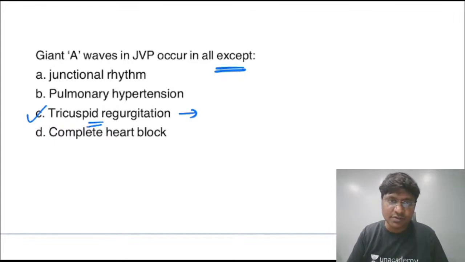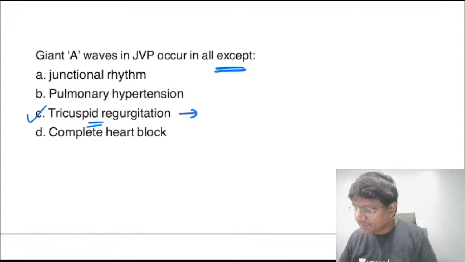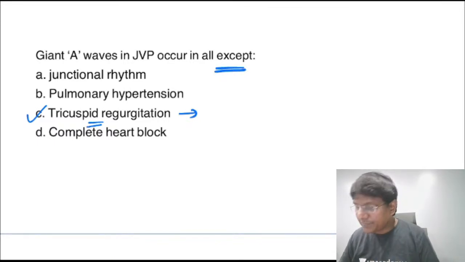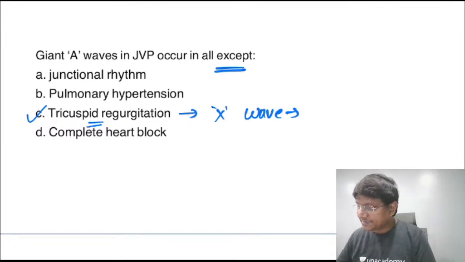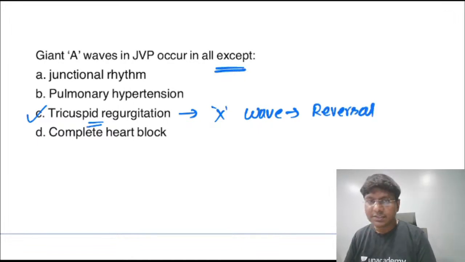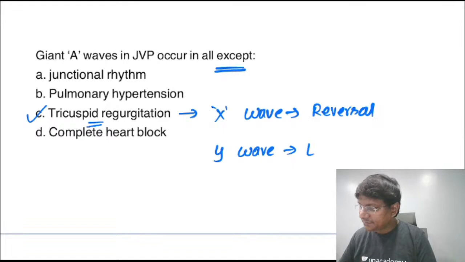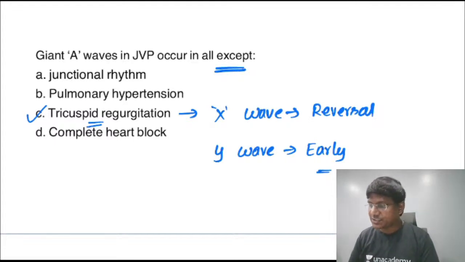So in tricuspid regurgitation, what is the abnormality that you will have within the JVP? The abnormality you will have is in the X wave. X wave represents atrial relaxation. So there will be reversal of the X wave. And another important abnormality is in the Y wave, which is an early Y descent. That is what you will have in tricuspid regurgitation. So reversal of X wave and early Y descent is what you will have in tricuspid regurgitation. And in all the remaining conditions, you can have the presence of the giant A wave.